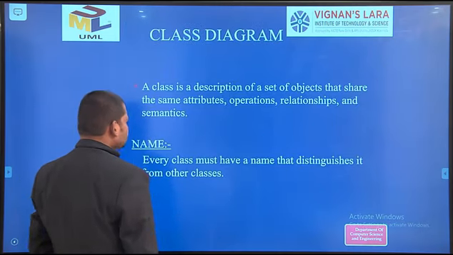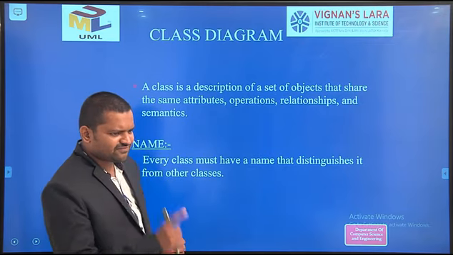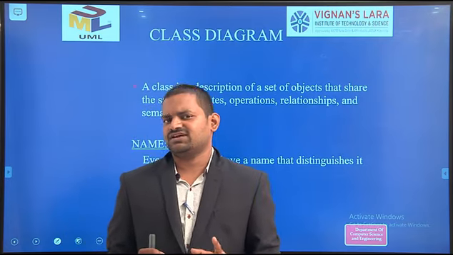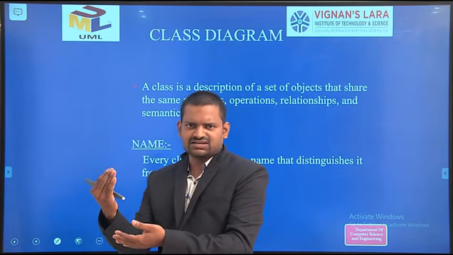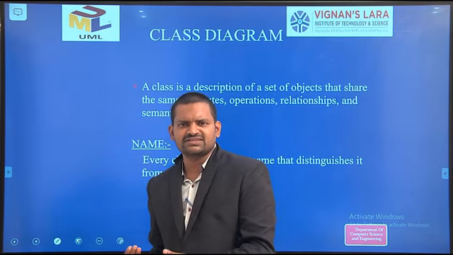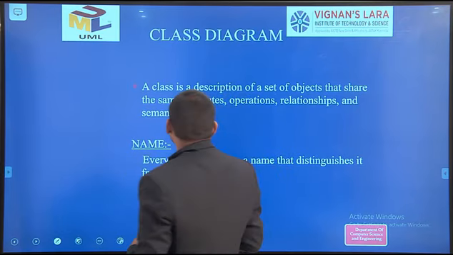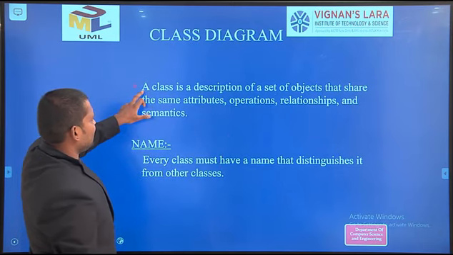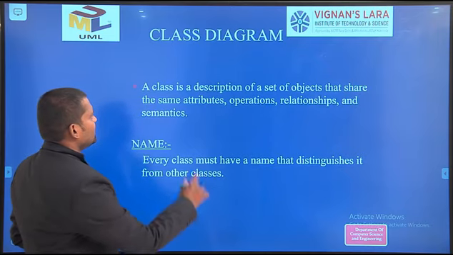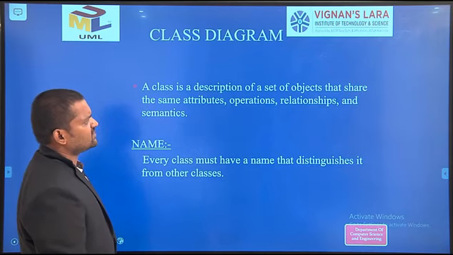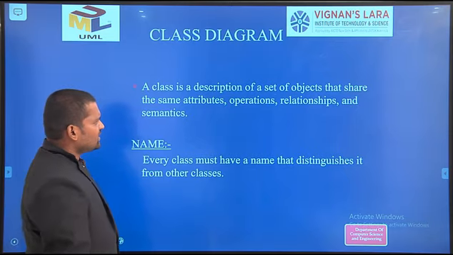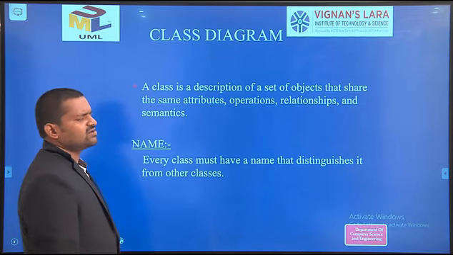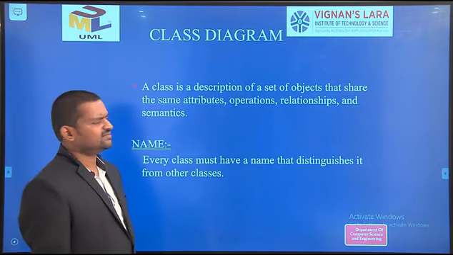Next, from this graphical representation, the very first one is the name of the class. We will explain name, attributes, responsibilities and methods one by one. A class is a description of a set of objects that share the same attributes, operations, relationships and semantics of the particular class.